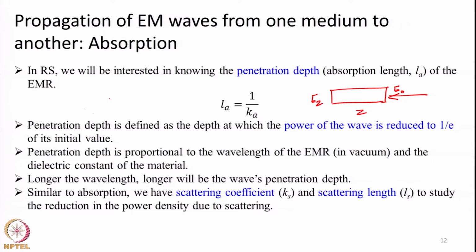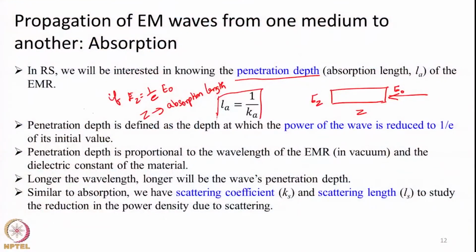So, if E(z) is equal to 1 by e times E naught, then we call z the absorption length or penetration depth. If this is a depth, we call it the penetration depth, or generally the absorption length. That is, the power entering a medium will become 1 by e of the power that is emerging out. So, this is called penetration depth or absorption length.